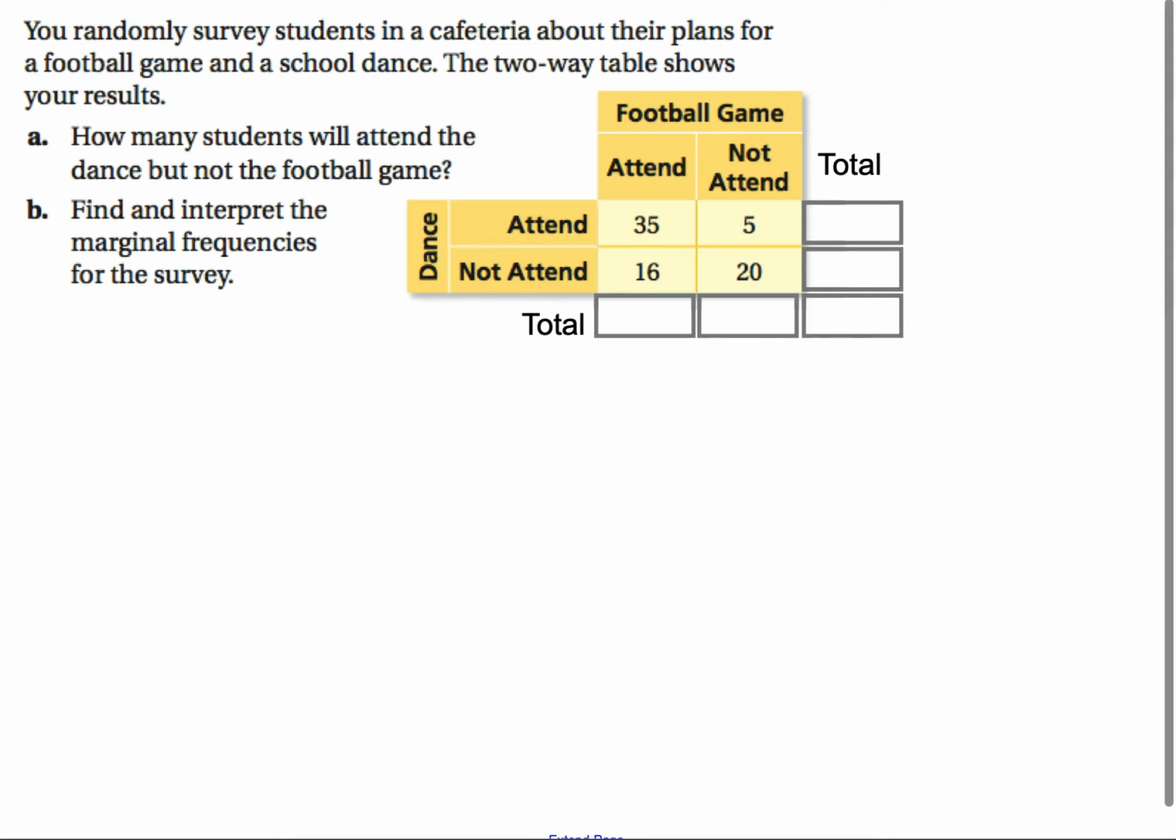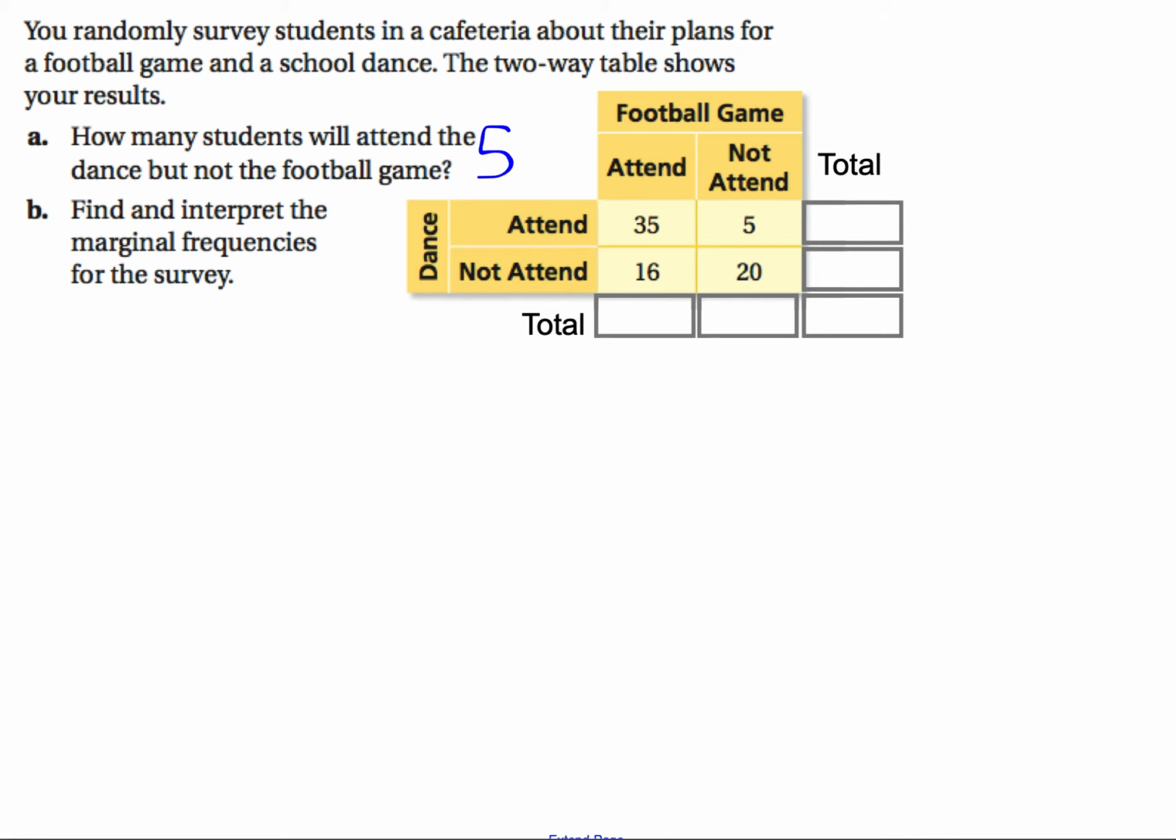Okay, next. You randomly survey students in a cafeteria about their plans for a football game and a school dance. The two-way table shows your results. How many students will attend the dance but not the football game? Okay, attending the dance, not attending the football game. Those come together to make this joint frequency of 5. So there are 5.